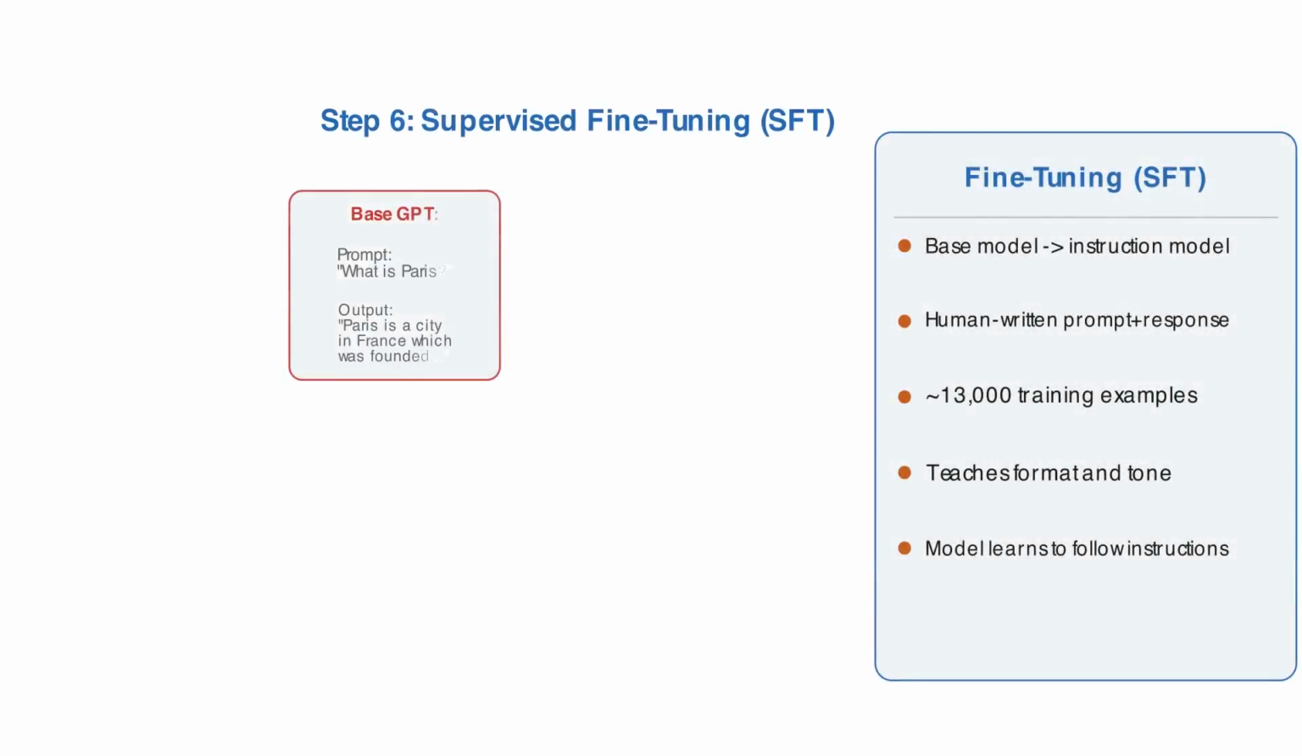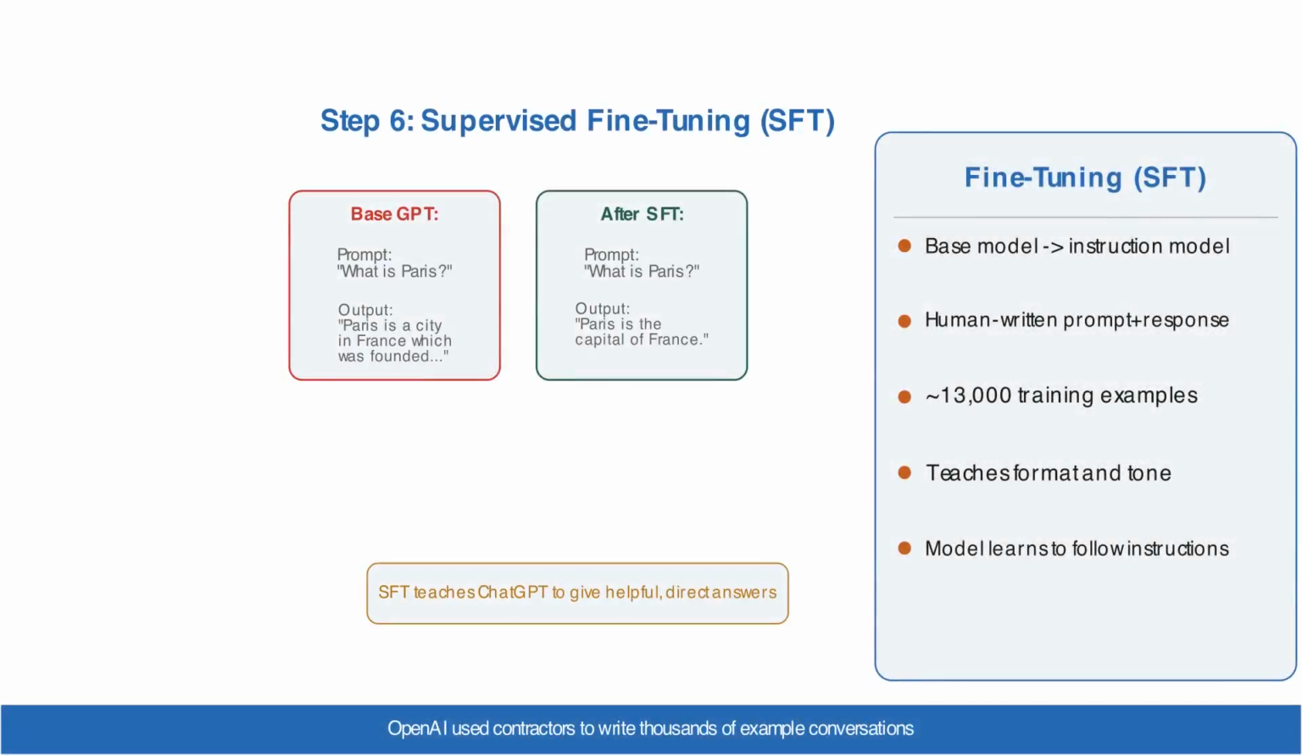After pre-training, GPT knows language, but it responds like an internet text completion engine, not a helpful assistant. Supervised fine-tuning fixes this. OpenAI used human contractors to write thousands of ideal prompt-response pairs. The model is then fine-tuned on these examples, teaching it the format, tone, and helpfulness expected in a real conversation.